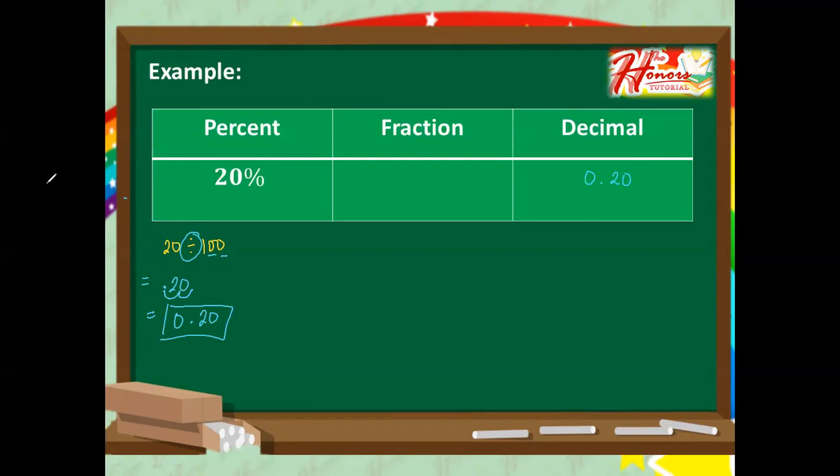Next, let us have the fractional part. For the fractional part of it, just write 20 as your numerator here, and then count the digits after the decimal point. So we have here 1 and 2. So we will be having two zeros here and then 1. So we have here 100.